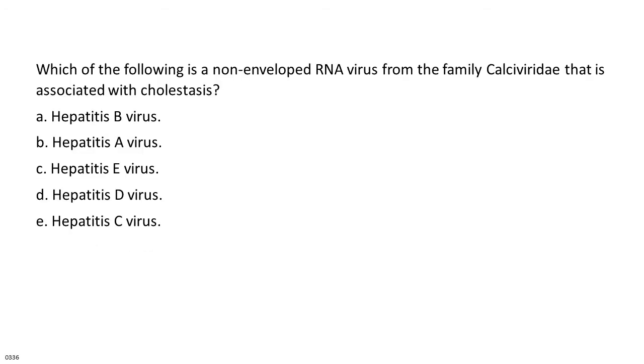Which of the following is a non-enveloped RNA virus from the family Caliciviridae that is associated with cholestasis? A. Hepatitis B virus. B. Hepatitis A virus. C. Hepatitis C virus. D. Hepatitis D virus. E. Hepatitis C virus.